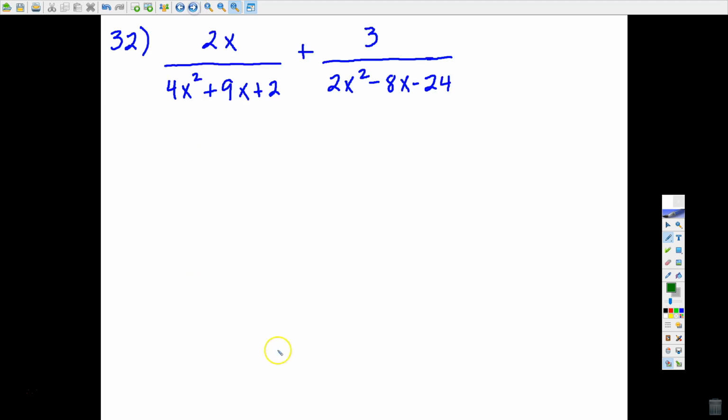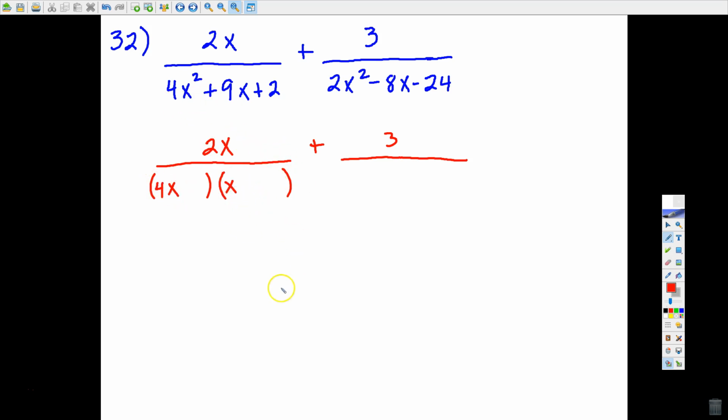All right, let's try another one, number 32. This time we're going to be adding, but the process is very similar. We still need to get the factored form of these denominators so that it makes it easier to find the LCD. Factoring this left denominator as two linear binomials, we can do 4x times x.